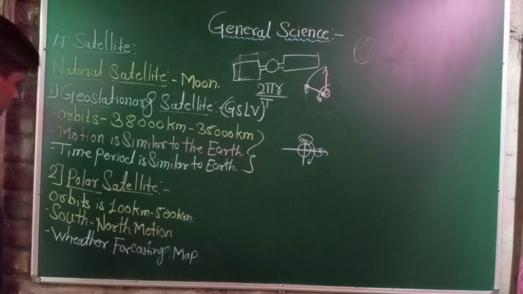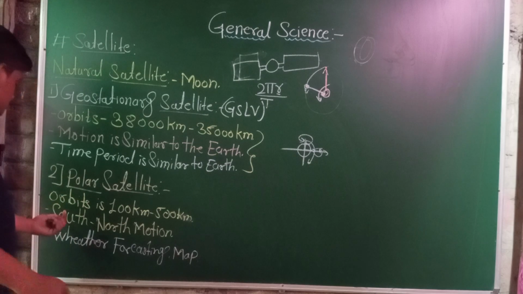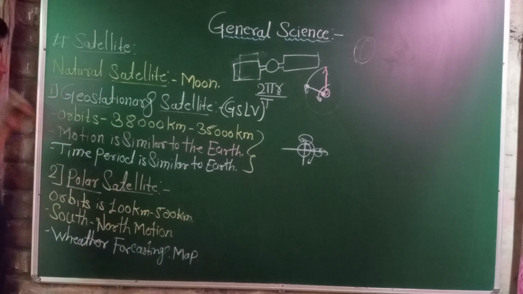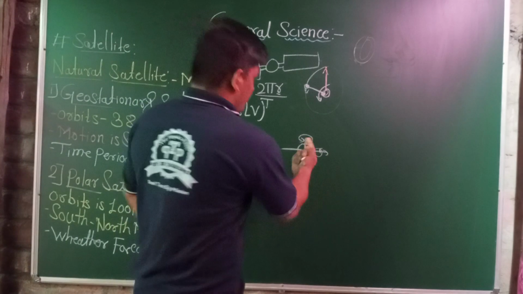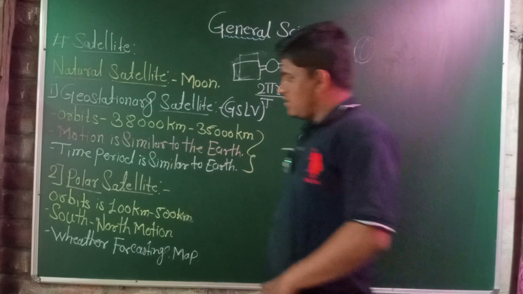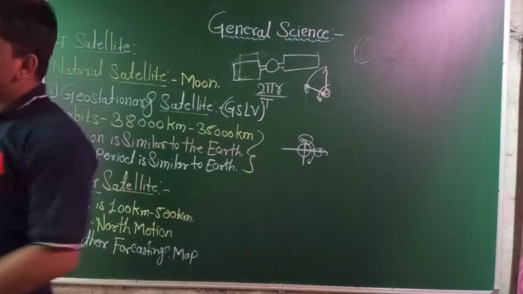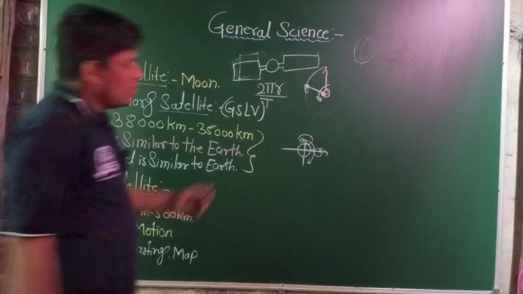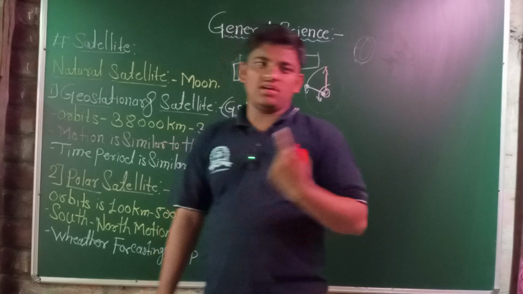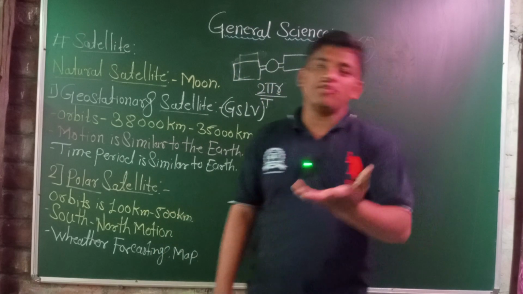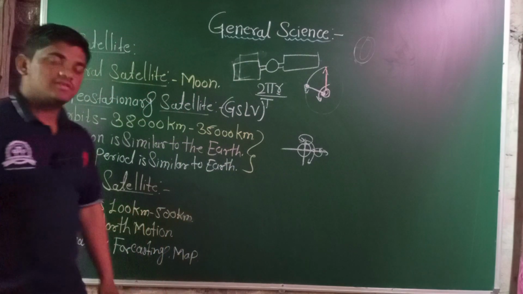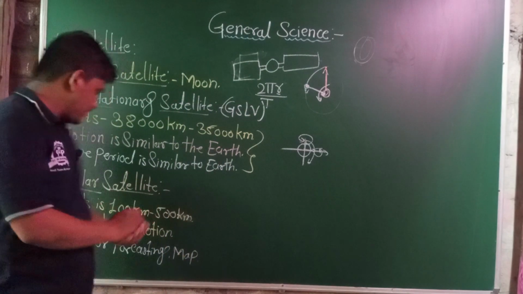This is the opposite, or perpendicular, motion to the earth, which makes 90 degrees, the south and north motions of the polar satellites. But the geostationary satellites have equatorial motion, similar to the earth. The time period of the geostationary satellite is similar to that of the earth. When the earth completes one rotation in 24 hours, the geostationary satellite also takes 24 hours to complete one rotation.